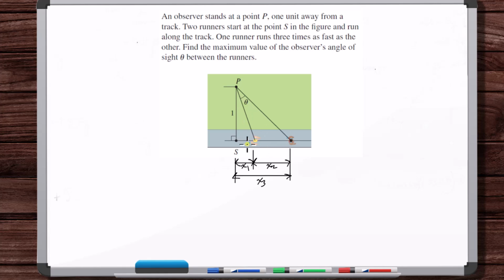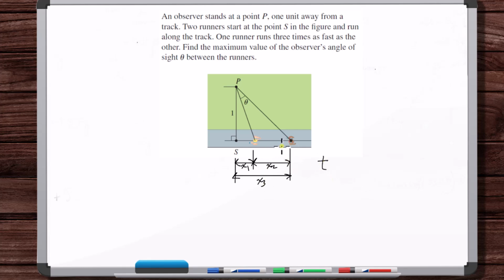And then as time increases, this theta gets bigger, and I'm assuming based on the geometry, it'll get to a point where theta maxes out. Even though this runner is always gaining or pulling away from this runner, eventually theta is going to max out, and that's what we're trying to find, that max value. At time t equal to 0, x1, x2, and x3 are all equal to 0, but just a little bit above t equal to 0, say at 1 second, what do we have?